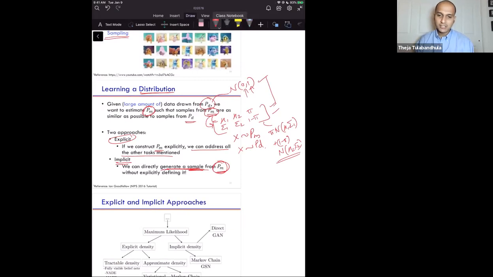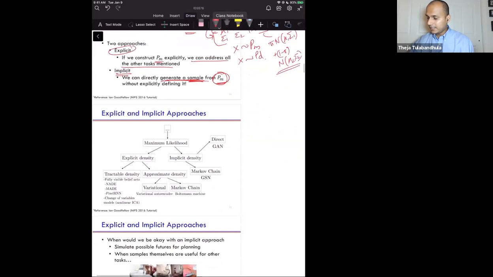Once you have lots of samples, you can just take an average of the samples, and that's an estimate of your mean of the distribution, for example. Here's a figure taken from a tutorial from 2016, where they have basically a chart showing how methods are related to each other. So there are a lot of names here.